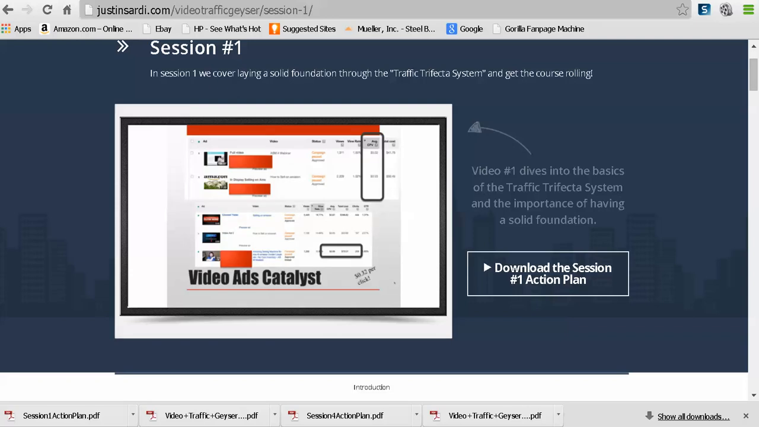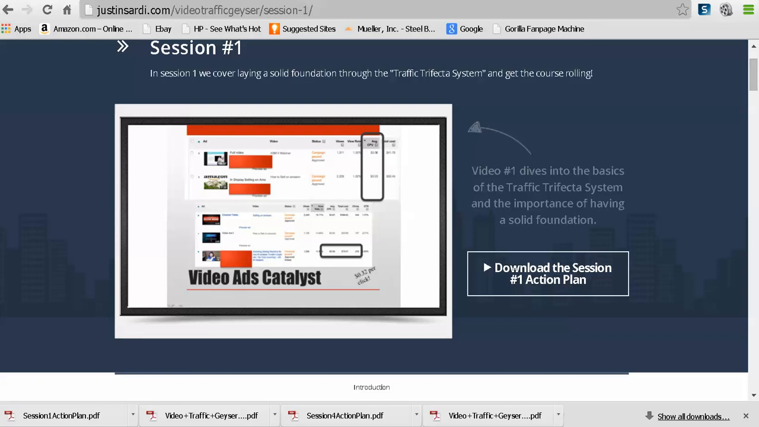So once you have a solid foundation to build upon, which is the traffic trifecta, you have all those things in place, and a place for people to go and interact with your content and see what you're all about, then you can open up the traffic geyser. We'll get into this in a little bit, but first you're going to need to put all of those pieces into place, like I was saying.